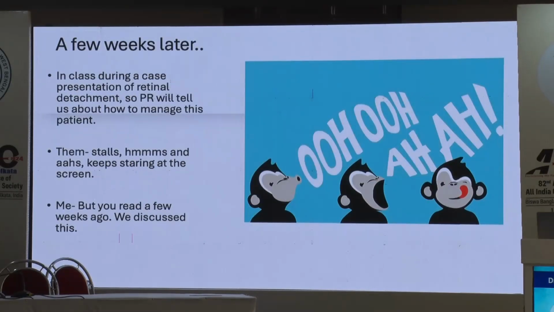But a few weeks later, in class, during a case presentation of retinal detachment, I say randomly that the problem resident will tell us about the management of this case, because I'm so confident that we've spent so many days and minutes deliberating about why they didn't read, and finally you gave them time to read and they did. And now you're very confident that they'll be able to rattle off about scleral buckling. But then they stall, and keep staring at the screen. And I say, you read this just a few weeks ago, we discussed this.